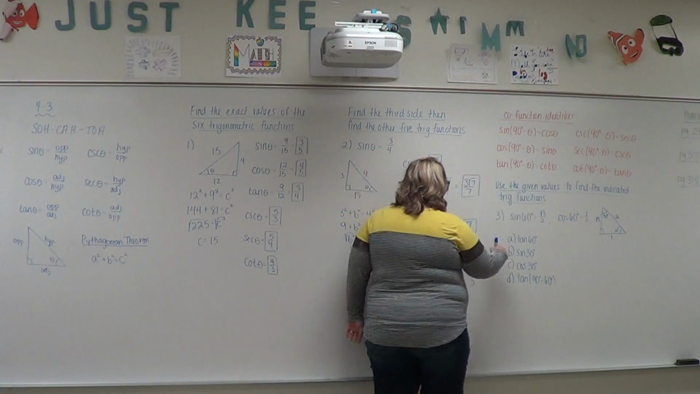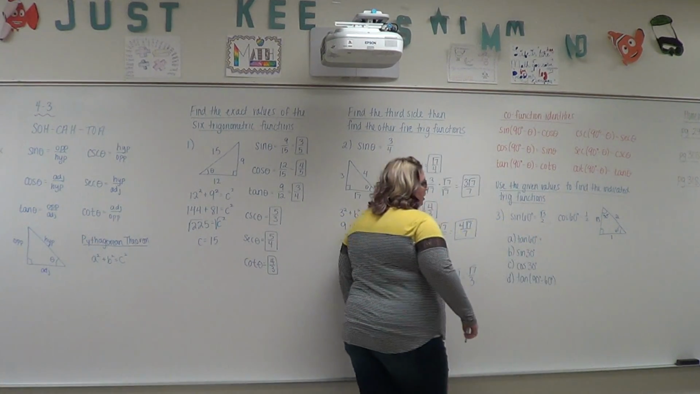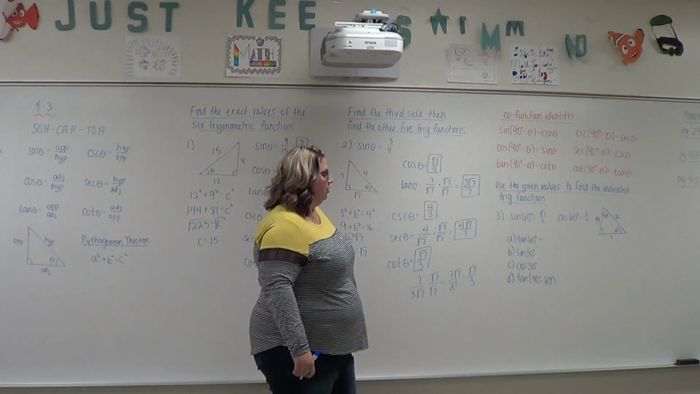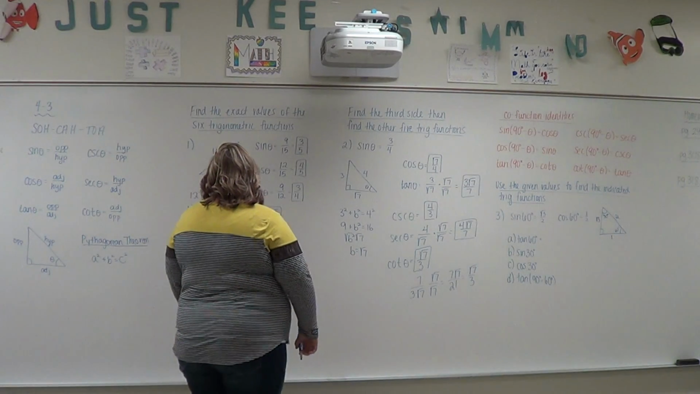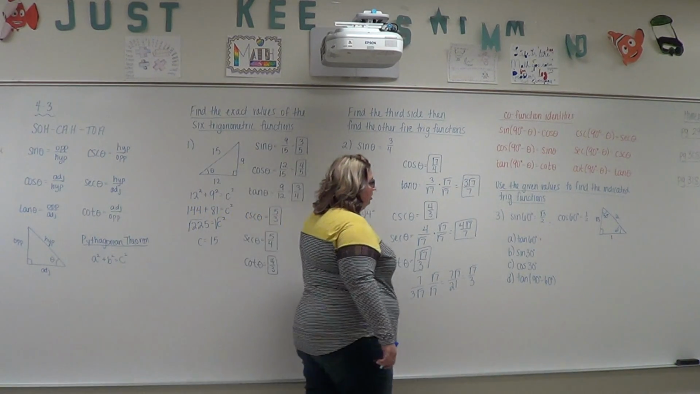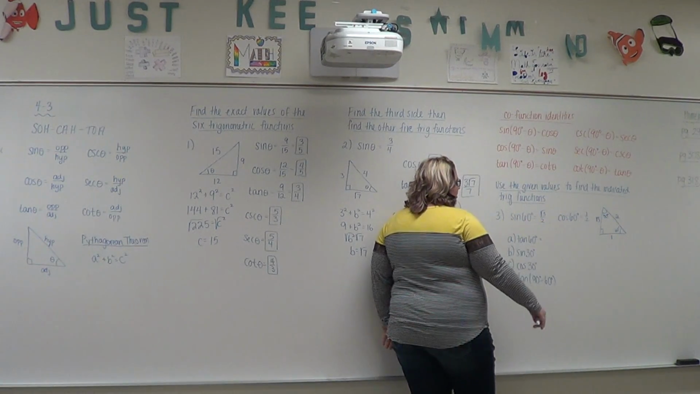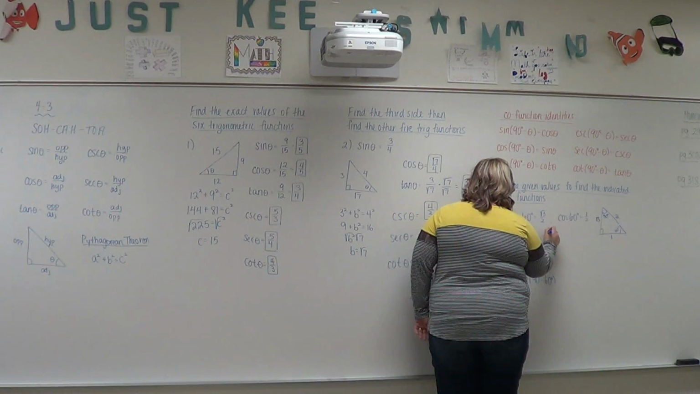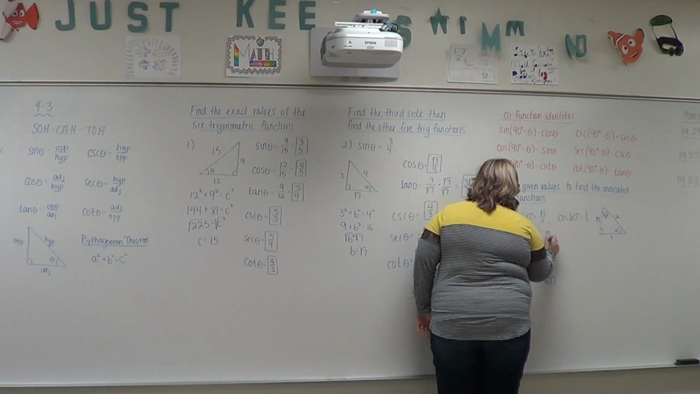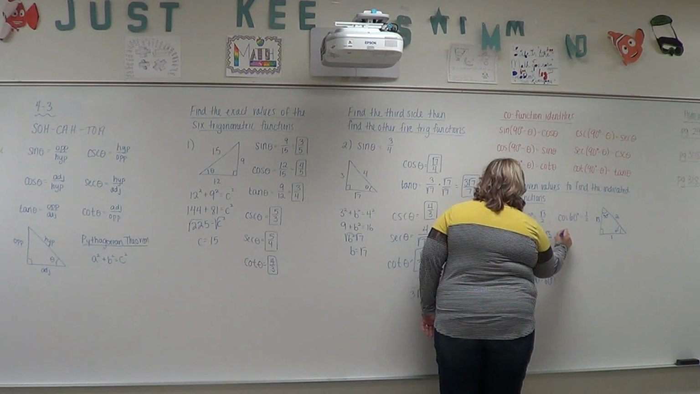Okay, so part A, you're going to find the tangent of 60. Okay, what does tangent stand for? Opposite over adjacent, right? Okay, and I'm looking at 60. So opposite is square root of 3. Adjacent is 1. Square root of 3 over 1 is the square root of 3.